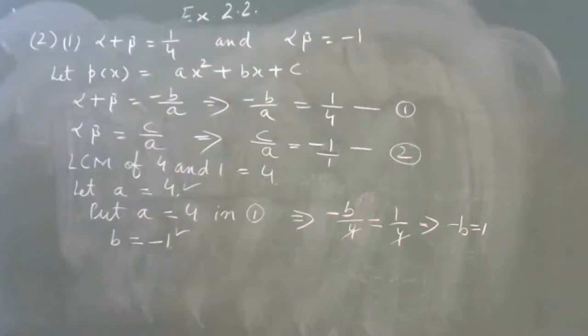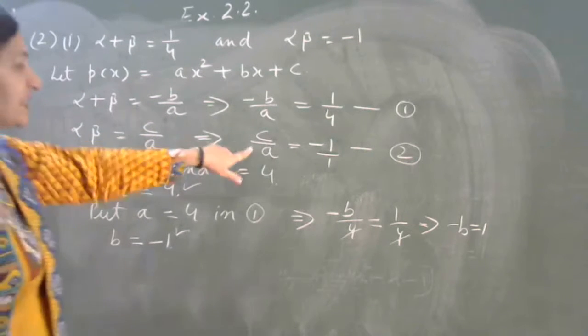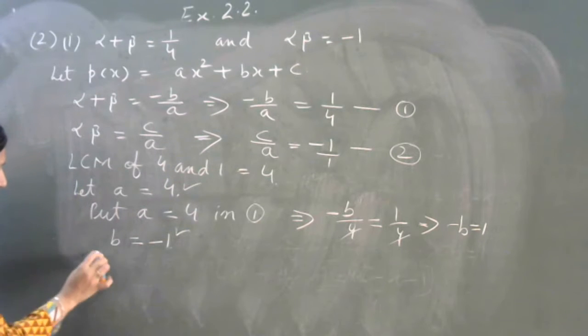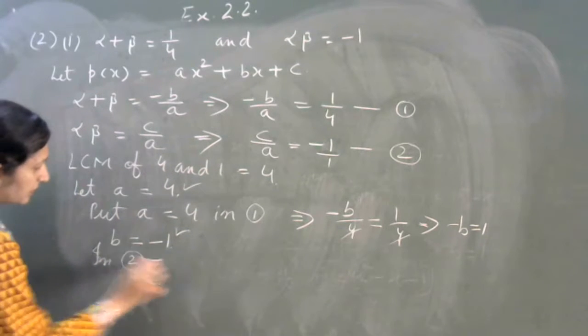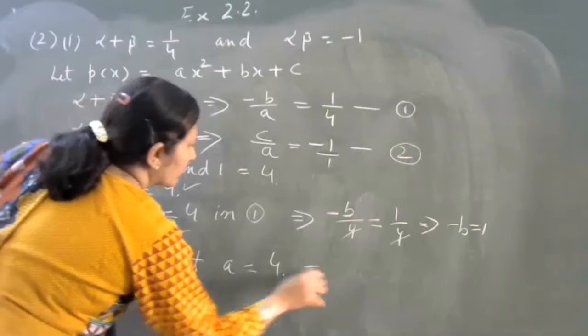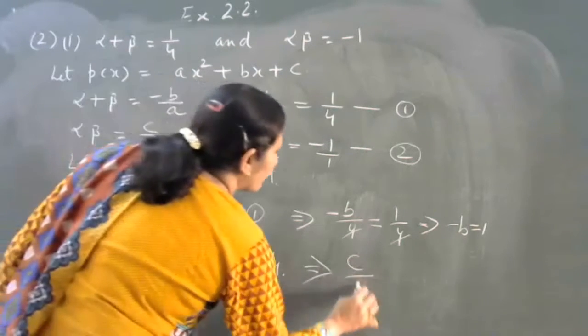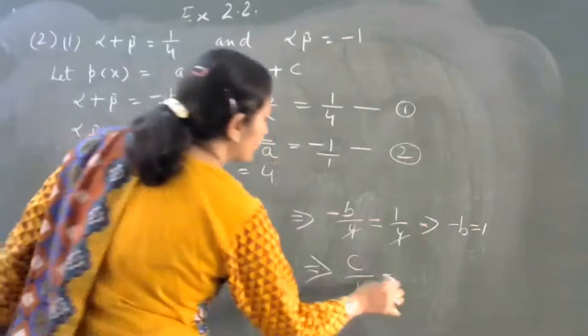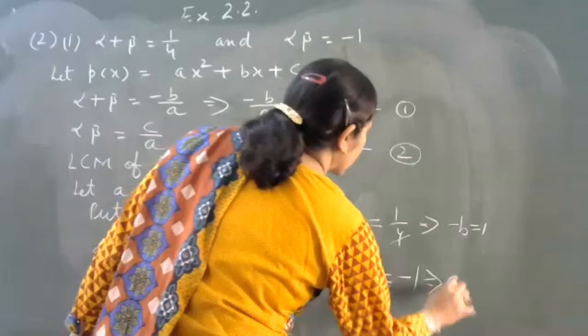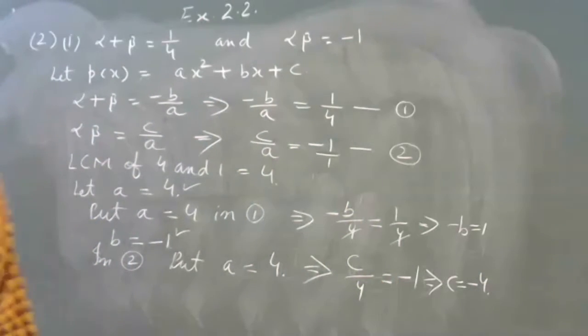Now we are left with c जो हमने फाइंड आउट करनी. That is in equation number 2. Now in equation number 2, put a is equal to 4, which implies c over 4 is equal to -1. So value of c is -4. Clear?